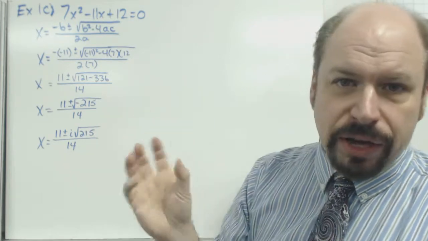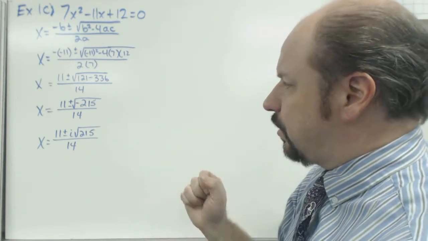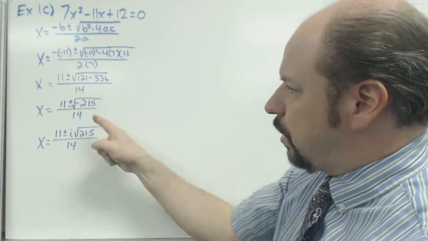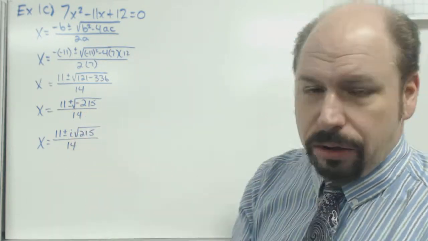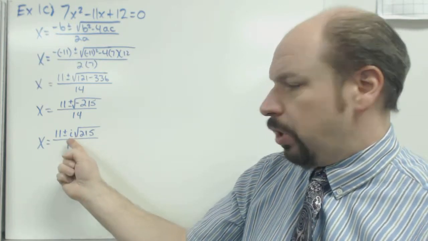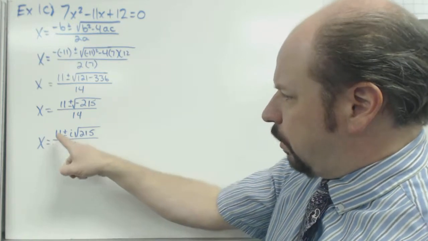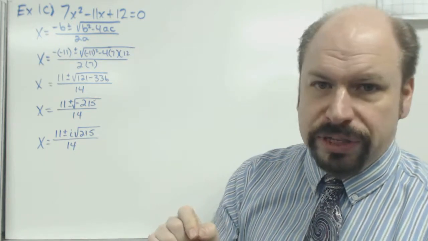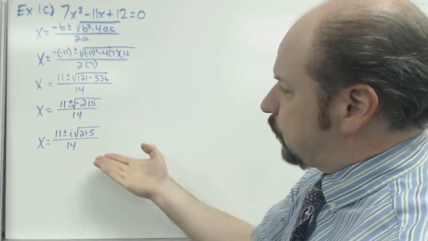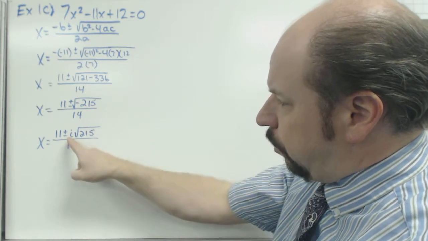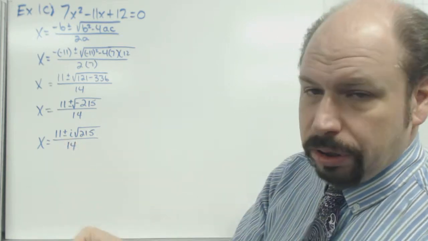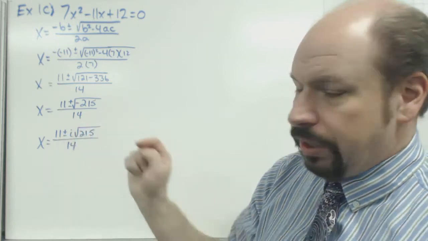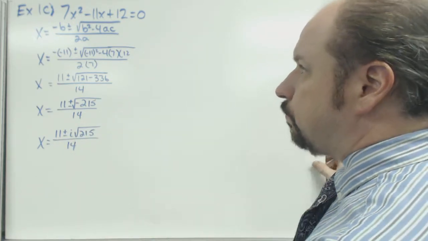This does not simplify. The square root of 215 does not simplify. There are no perfect squares we can take out of that. But the negative we can take out and bring out front as i. So we end up with 11 plus or minus i square root 215 over 14. In this particular case, notice we have two solutions that are imaginary solutions. The plus and the minus here is what gives us two different solutions.